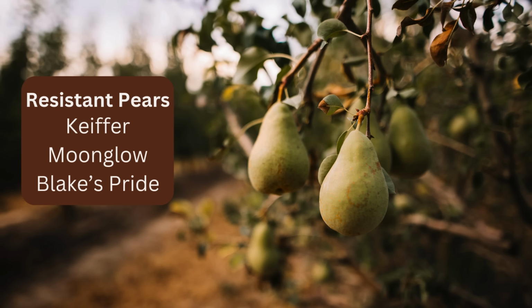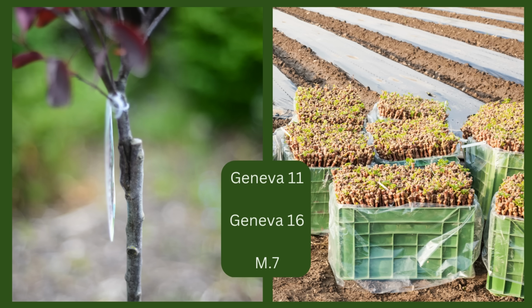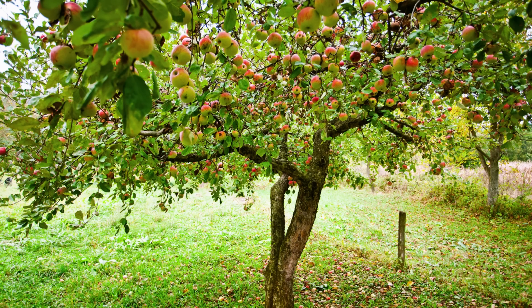For pears, Kiefer, Moonglow, and Blake's Pride are resistant. Remember, resistant means they are less likely to get it, not that it's a guarantee they won't. If you are grafting or looking for particular rootstock when buying trees, the Geneva 11, Geneva 16, and M7 have shown to be most resistant.